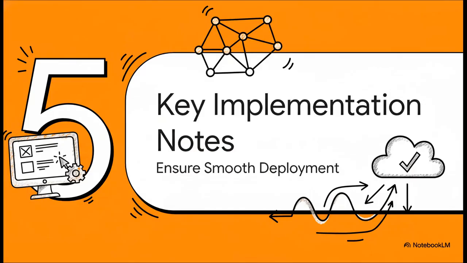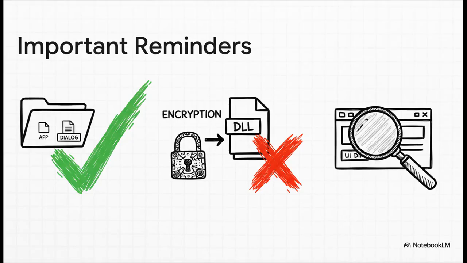Okay, Section 5. Before you go and release your app with its slick new interface, we need to cover some key implementation notes. These are the critical details that will save you from headaches down the line. Pay close attention here, because these are super important. First, that application with your custom dialogues, it absolutely has to be in the same directory as your main protected application.